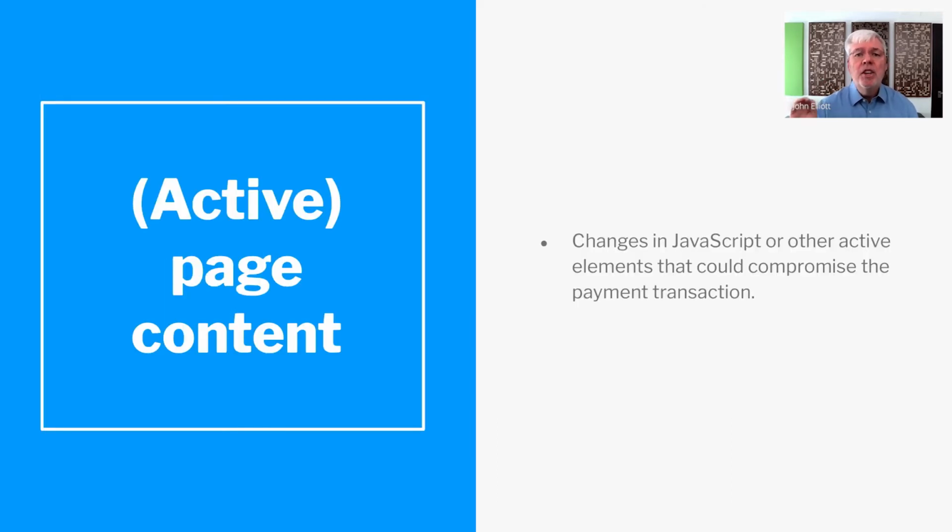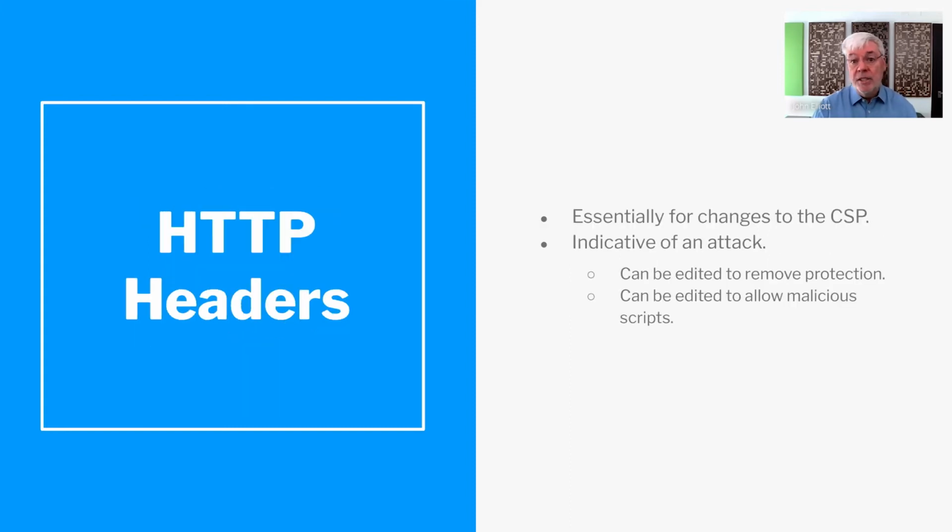Firstly then, the change detection mechanism needs to check for changes in active page content. So that's going to be changes to JavaScript for most people, but it could be something else if that active page content allows access to cardholder data. It also needs to look for changes to HTTP headers. Now, for those of you that are not familiar with HTTP headers, these are typically defined outside of the markup of the page. They're set in the web server configuration and use one of the directives called Content Security Policy. They can specify where JavaScript can be loaded from and where data can be posted to.